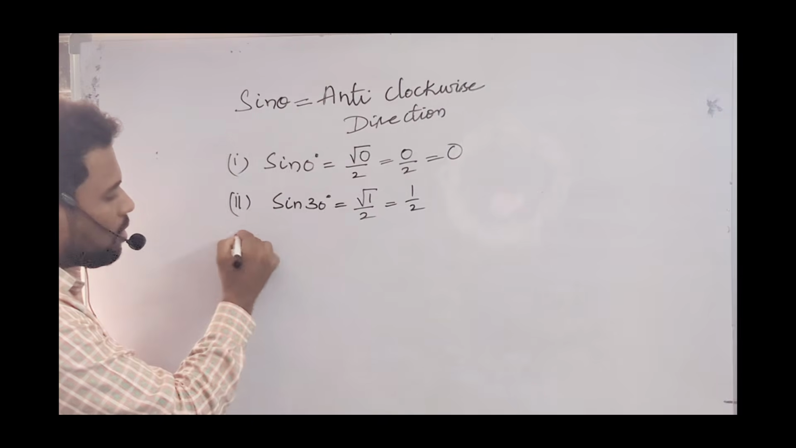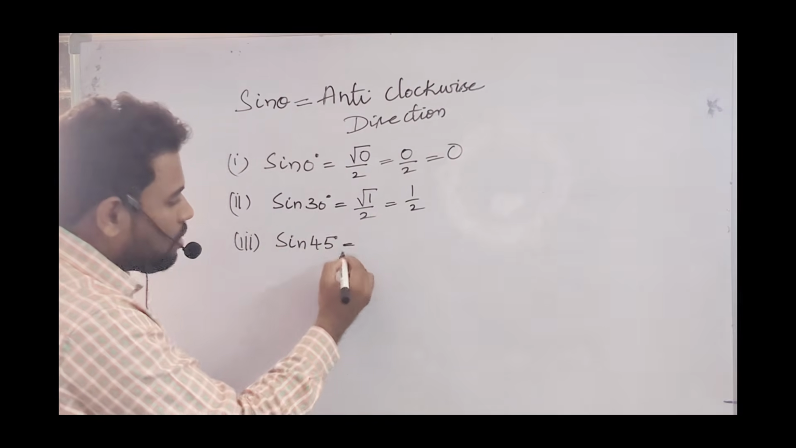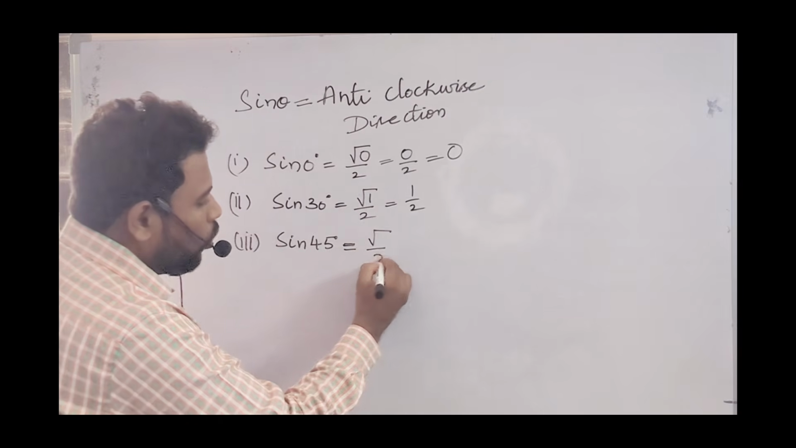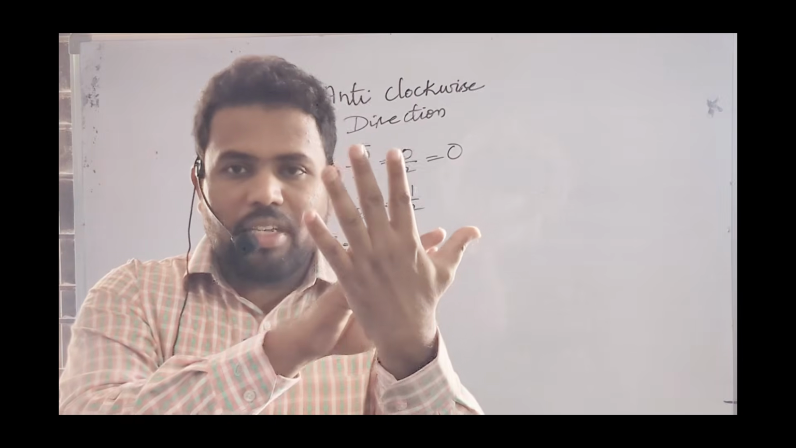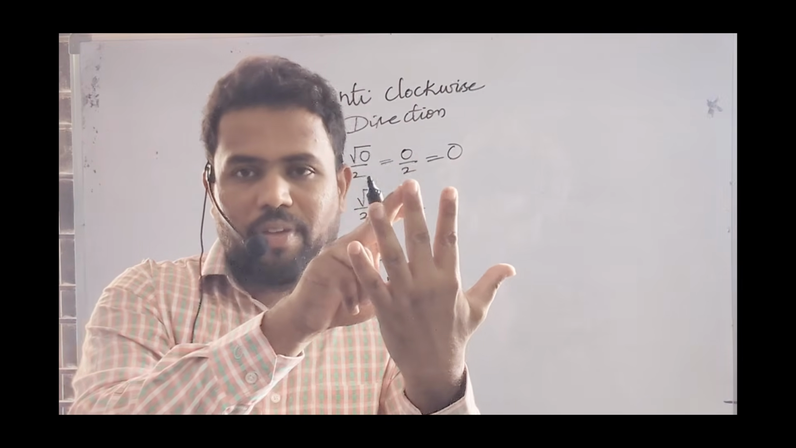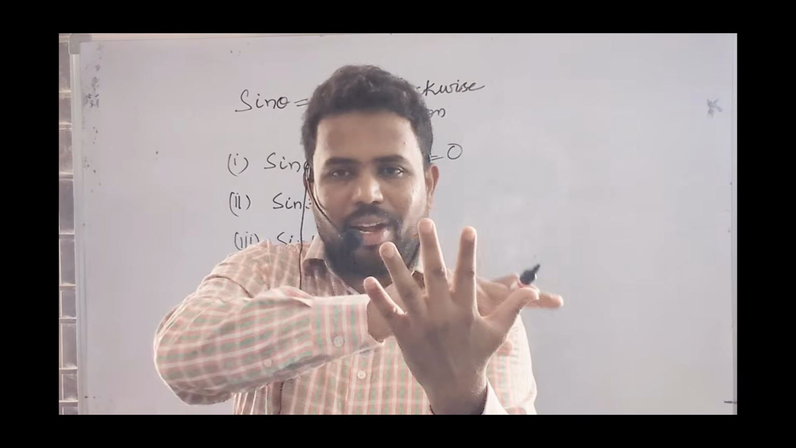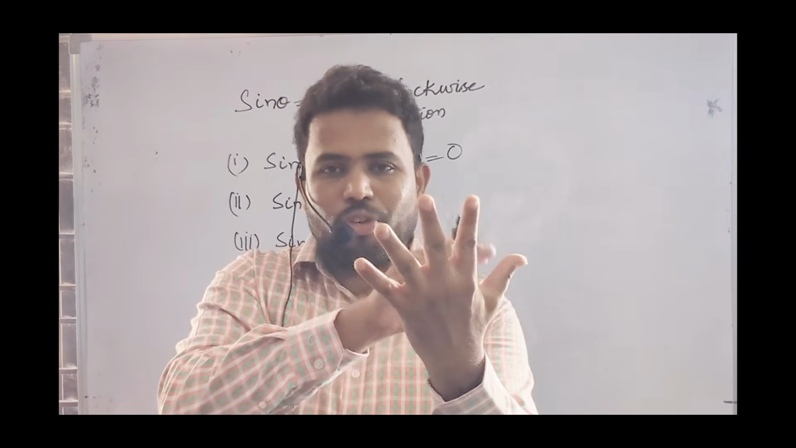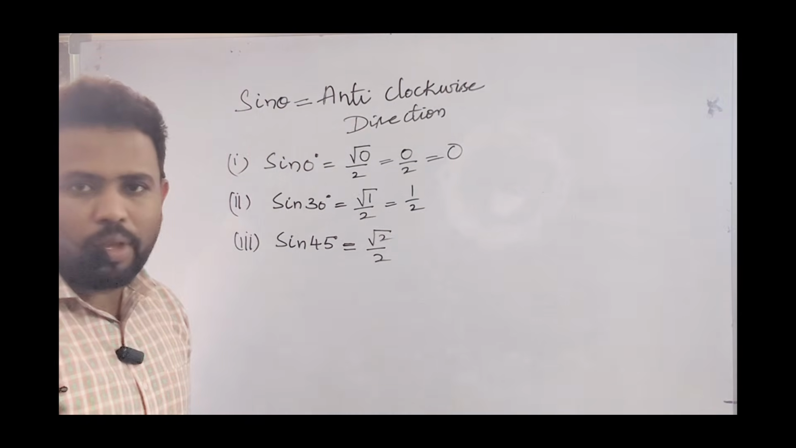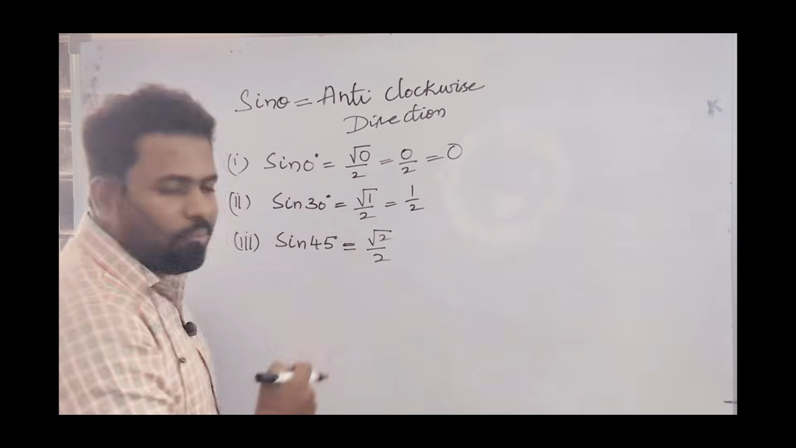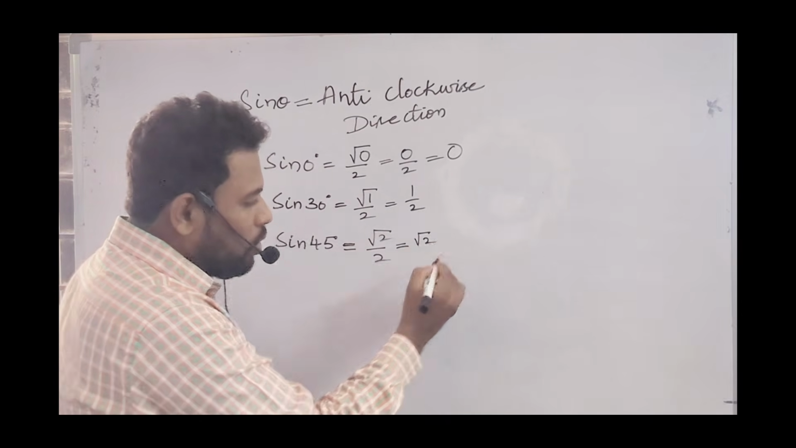Now the third value is sine 45 degree. Again, root by 2. Everyone, just count again. This is 0, 30, 45. This is 45, so we count anti-clockwise. How many fingers? 2. So root 2 by 2.